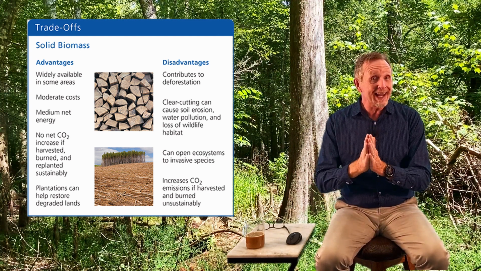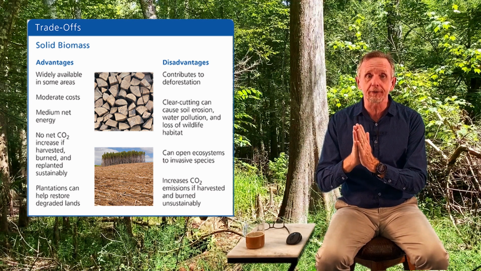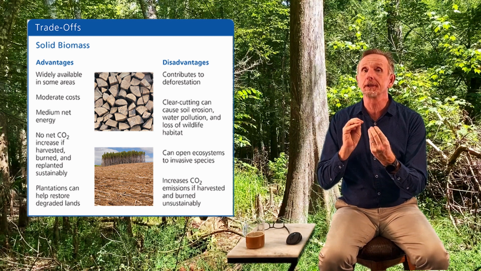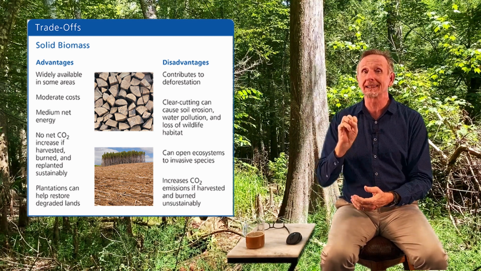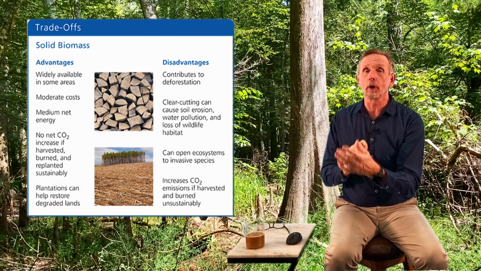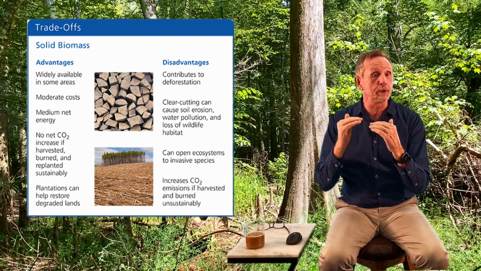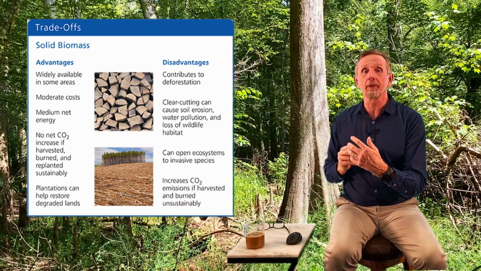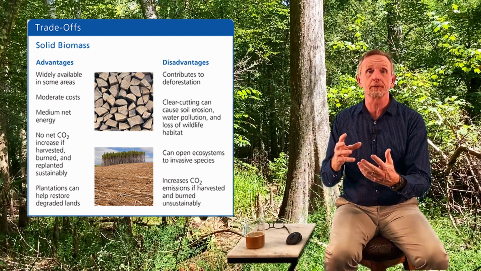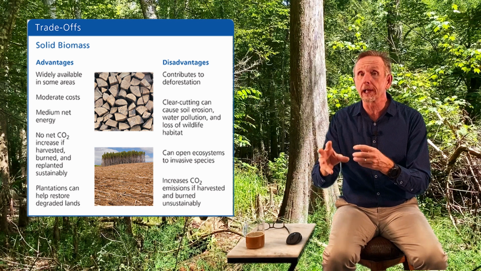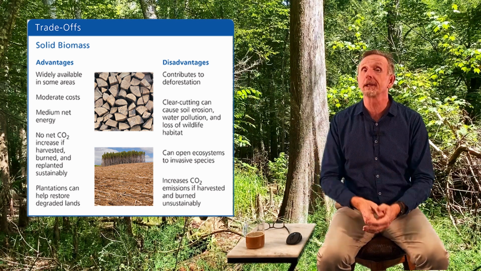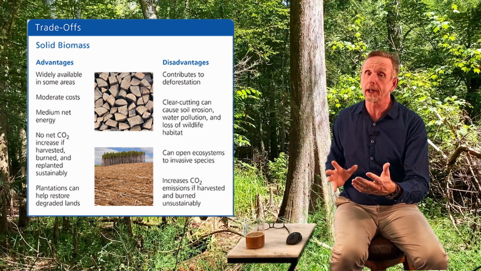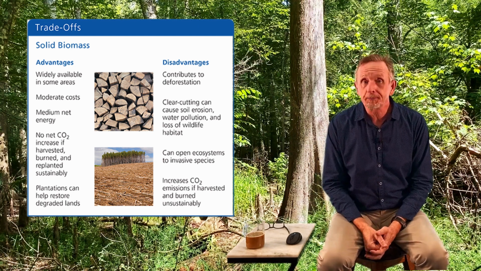There is no net CO2 increase if it's harvested, burned, and replanted sustainably. As long as we're not taking more than we're able to grow back, it's a net CO2 even. And plantations can help restore some of these degraded lands. If we're specifically growing in areas to harvest it from, plantations can actually help out, and then we can even restore lands that have been degraded. These are all good things.